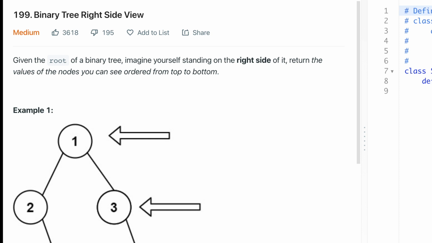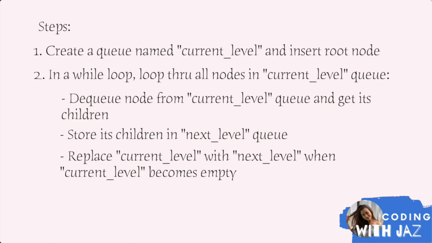So, a quick recap on the level order traversal. The implementation of that question is that we're using two different queues: one queue called the current level and the other called the next level. From the beginning, you insert your root node into the current level, and then you loop through all the nodes in your current level queue. Every time you pop one node out from the current level queue, you get its children and push them into the next level queue.